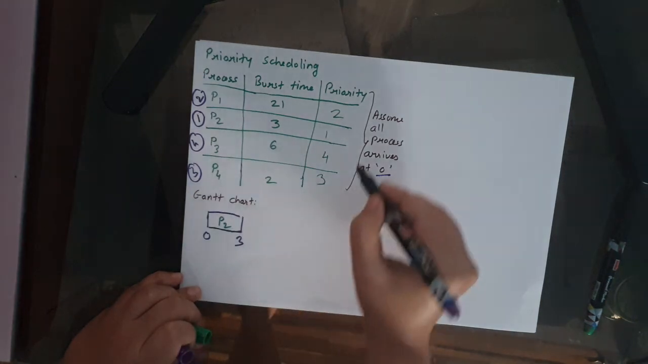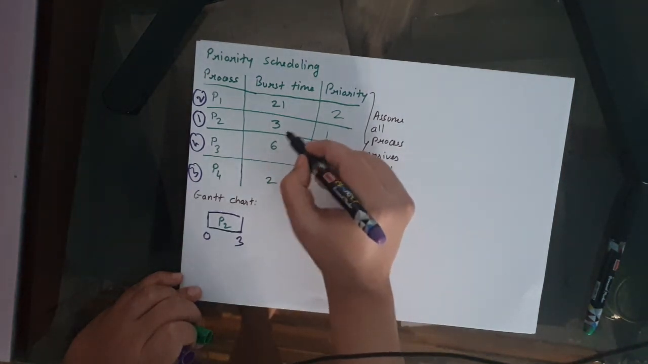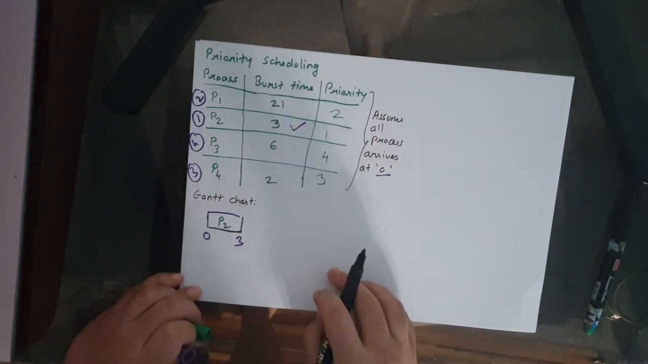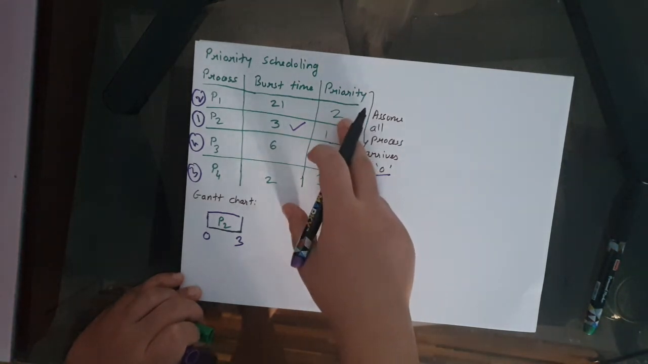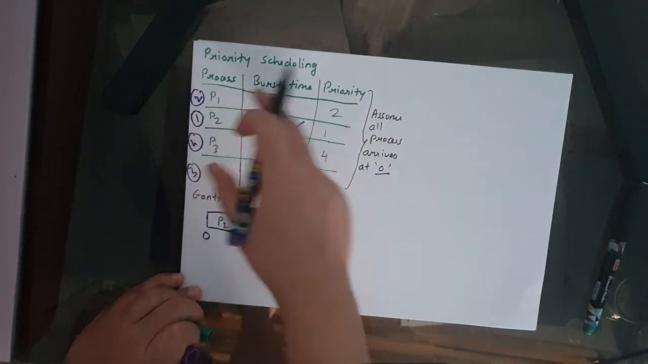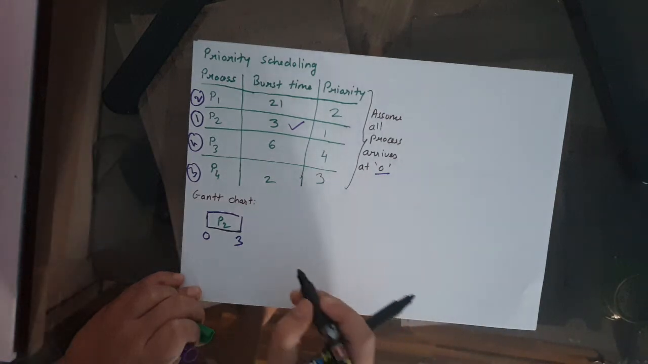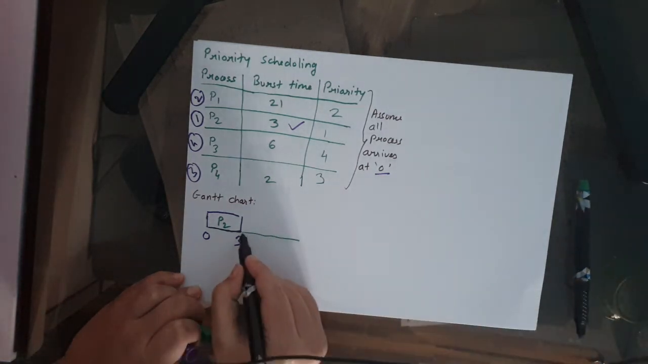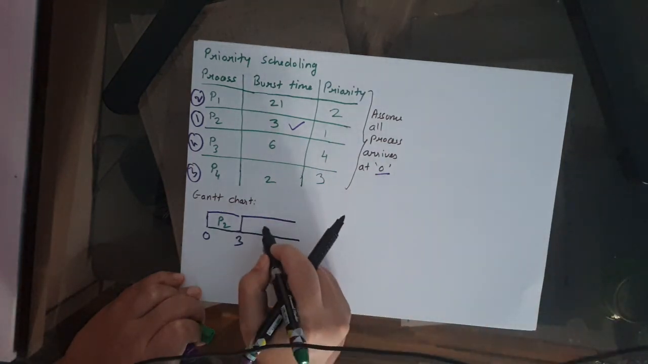After that, the execution of P2 is completed, so it's out of the list. Now we'll go to the process with the second highest priority, and that is nothing but our P1, as we have discussed before. So it's time to give P1 the CPU. Now P1 has the CPU.